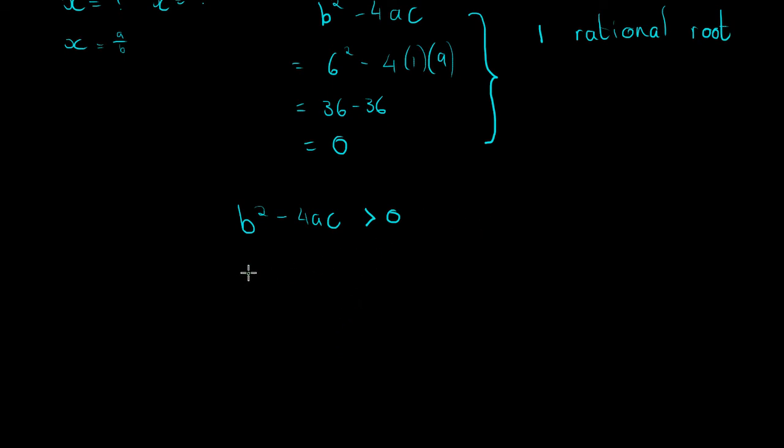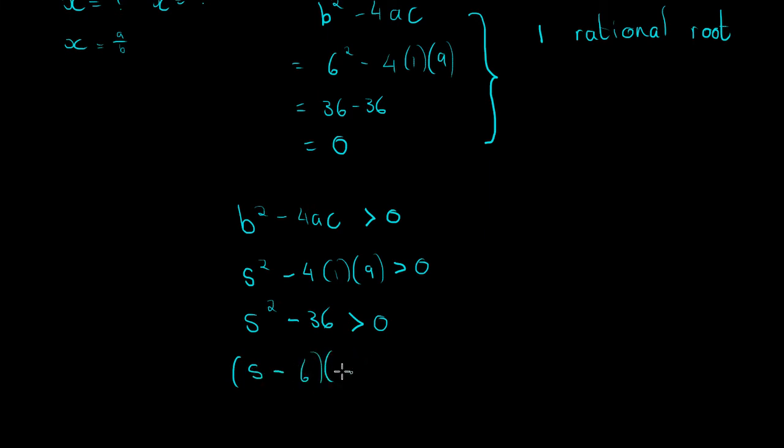That's the only condition. So b is unknown. It's the s value that I don't know. Minus 4, a is 1, and c is 9, is greater than 0. So I get s squared minus 36 is greater than 0. This breaks into two factors, s minus 6, s plus 6 is greater than 0. We know how to solve this.